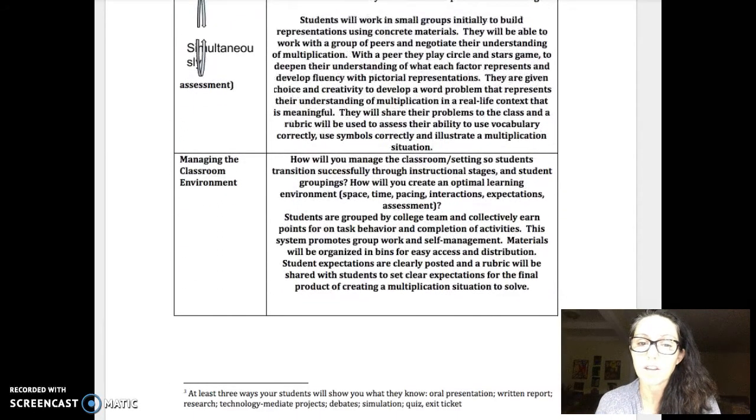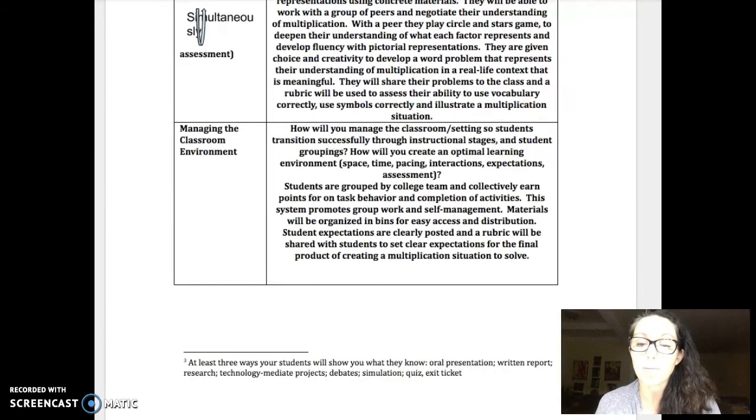In terms of managing the classroom, I'm going to talk here about my classroom management system, and this is a rewards-based system so that students are going to get points for on-task behavior and completing the activity. This system will help promote group work and self-management, making sure that when I am planning out these activities that obviously require a lot of materials, they'll be organized in bins for easy access and distribution. They'll also have a rubric that they can use to self-assess and go through the formative assessment of writing their own word problem.